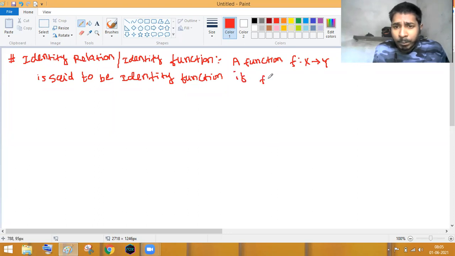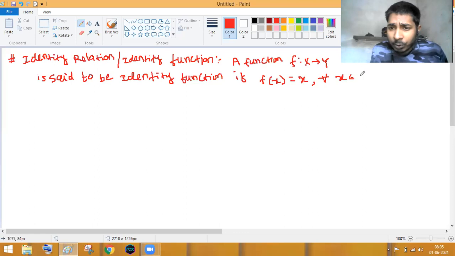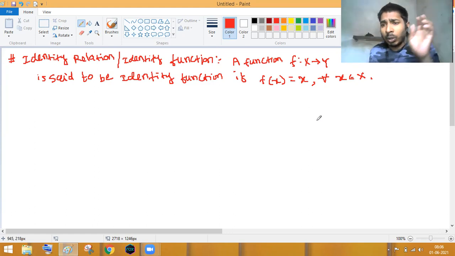if f of x will be equal to x for all x belongs to set X. That is called an identity function. Okay, means whatever input we put there, you will get the same output. Same output, then that is known as an identity function.